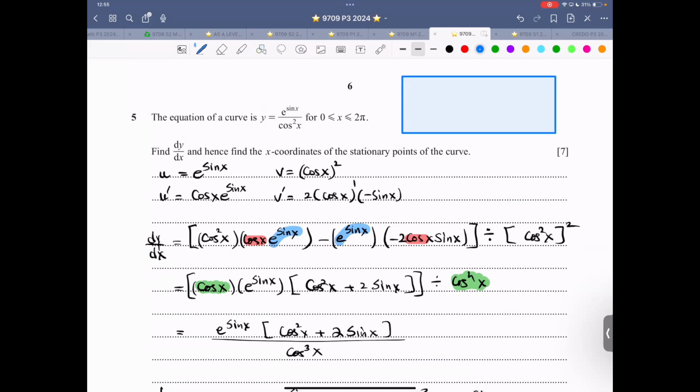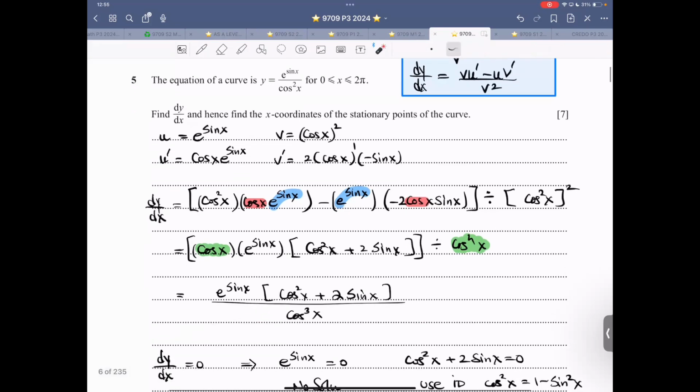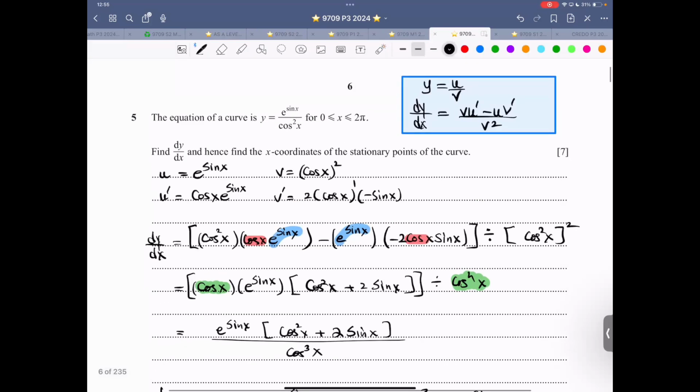So let me write the quotient rule over here. If y is equal to u over v, therefore dy by dx is v u prime minus u v prime over v square. So over here, the numerator is u, and the denominator is v. Keep that in mind. Order makes a difference.